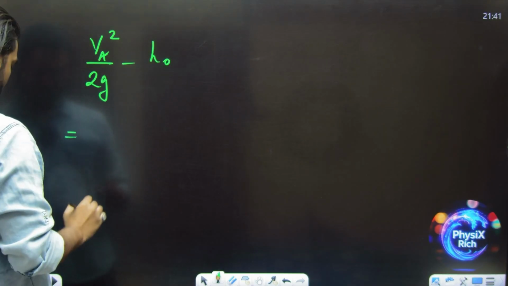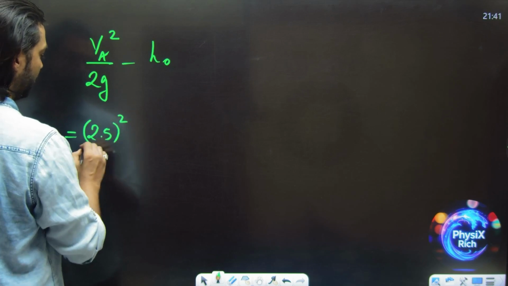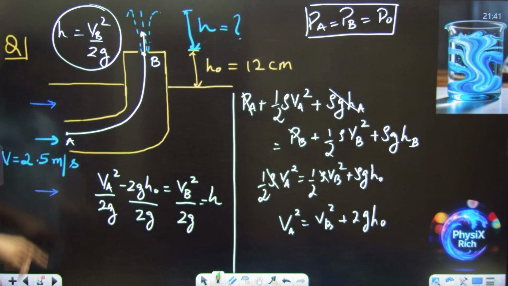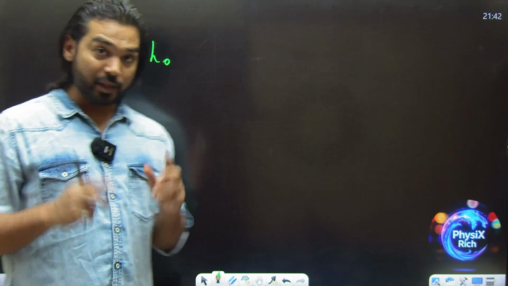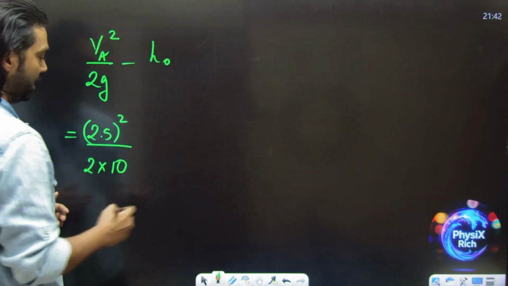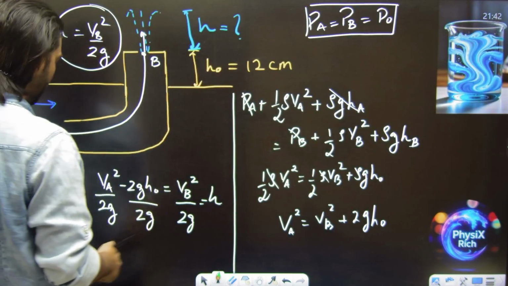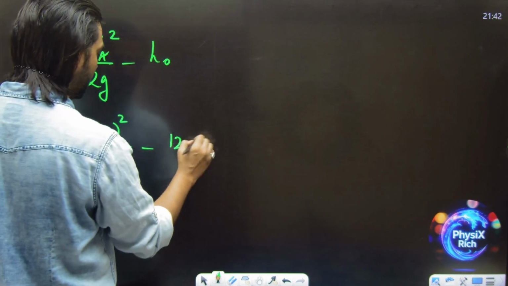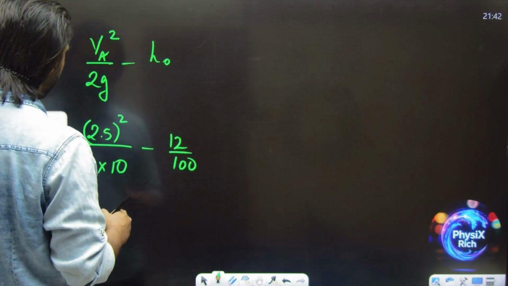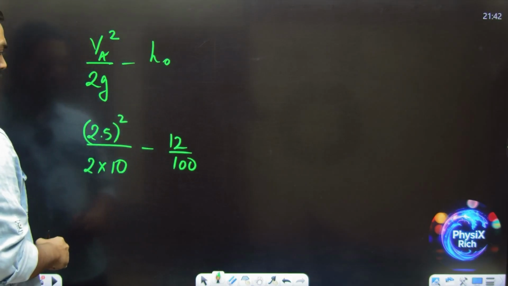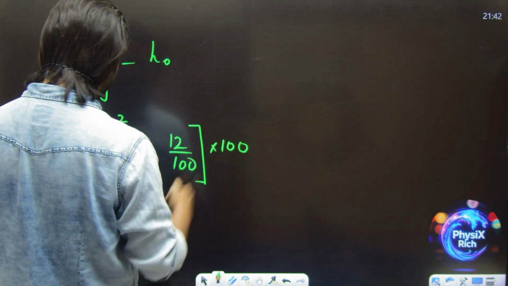What is Va? It's 2.5, in meters per second. Yes, always check that the units should always be in your SI, standard international units. What is h naught? H naught is, oh, it's 12 centimeters. Very nice. So 12 upon 100, so this whole thing is in meters. Now I want my answer in centimeters, so I shall multiply this entire thing with 100.